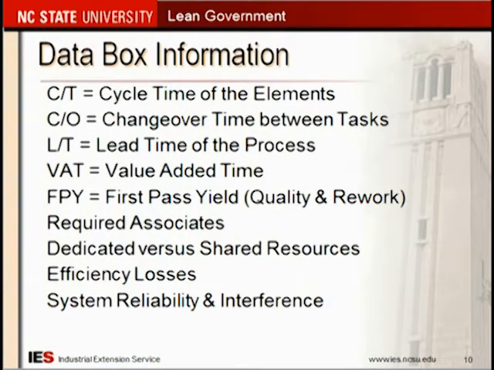Here's some types of information that are often used. You'll notice lots of different task times. Also quality and rework levels. The number of required associates, and various data like efficiency losses and interference.